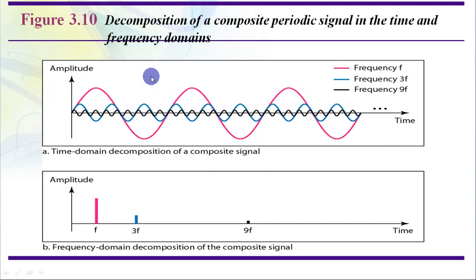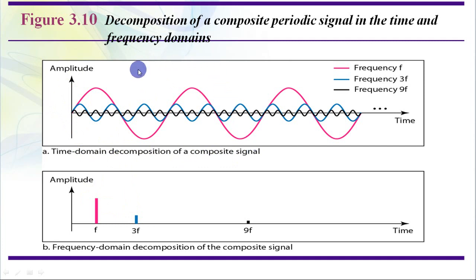Now here is the decomposition of the composite periodic signal in the time and frequency domain. We already discussed how to plot the sine waves in the time domain manner and the frequency domain manner. So here the first figure is the time domain decomposition of the composite signal.